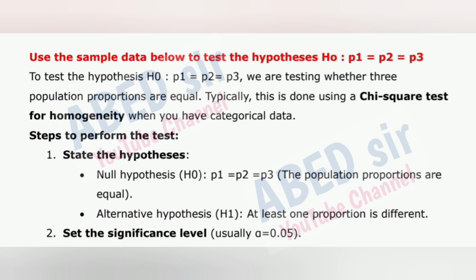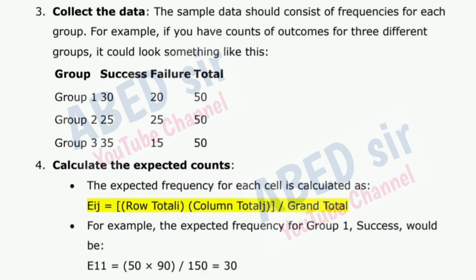Steps to perform the test. 1. State the hypotheses. Null hypothesis, H0: p1 is equal to p2 is equal to p3, the population proportions are equal. Alternative hypothesis, H1: at least one proportion is different. 2. Set the significance level, usually alpha is equal to 0.05. 3. Collect the data. The sample data should consist of frequencies for each group. For example, if you have counts of outcomes for 3 different groups, it could look something like this.